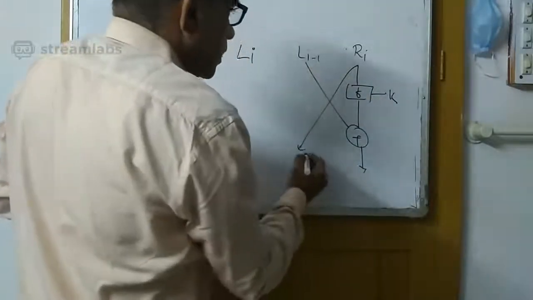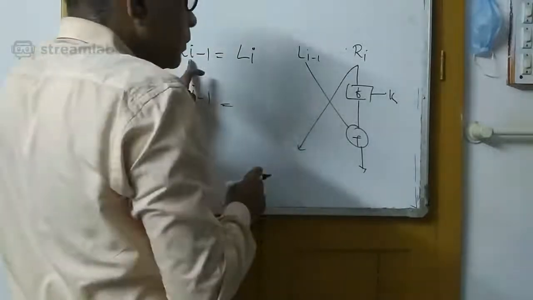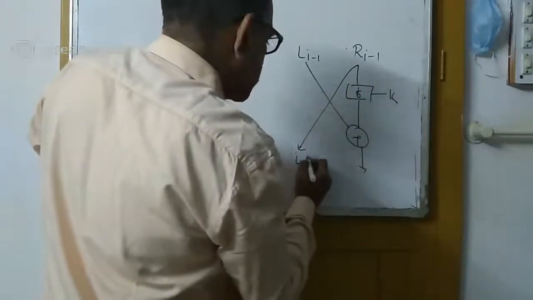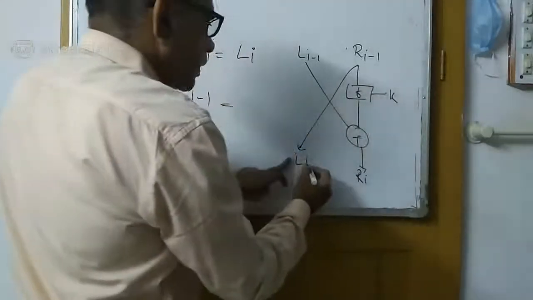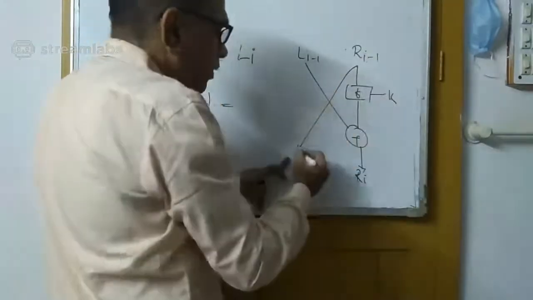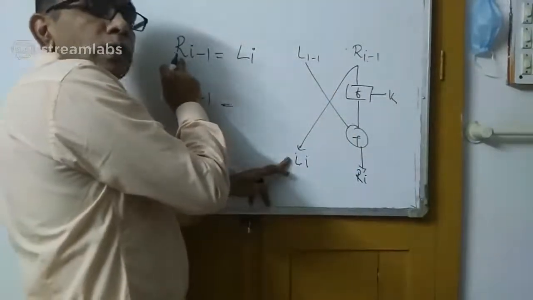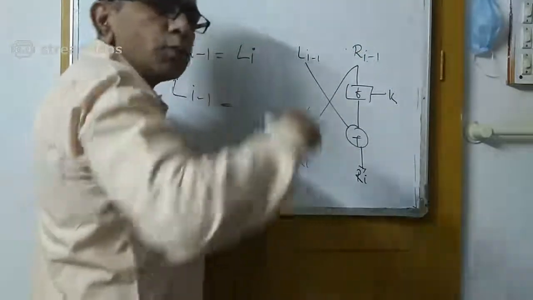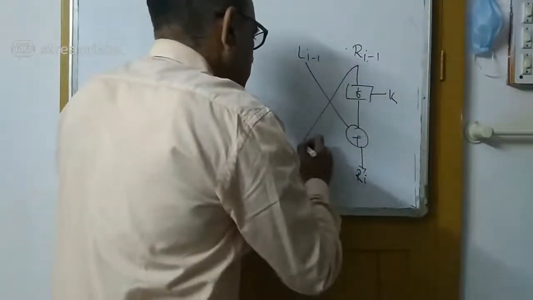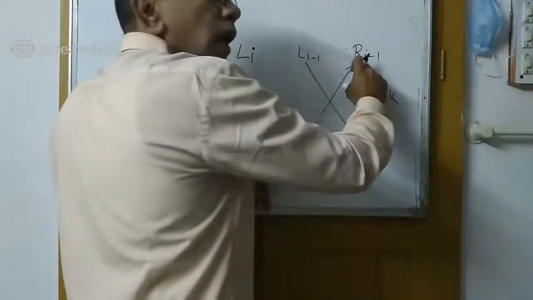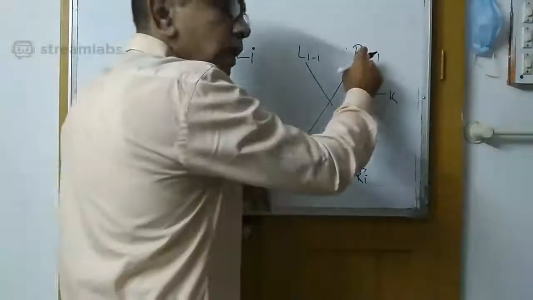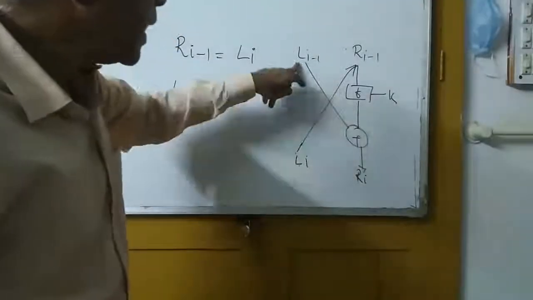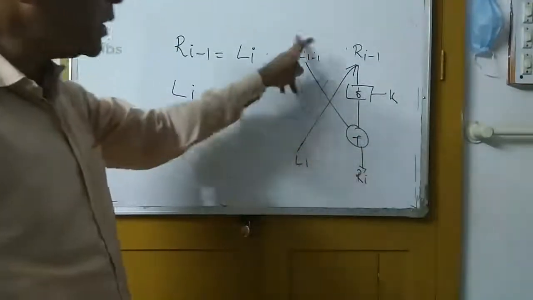Now see, when it comes to Ri minus 1, it is nothing but your Li itself that has to go back to Ri minus 1. So the same thing I am representing over here. When it comes to encryption, your Ri minus 1 is becoming Li, but when it comes to decryption, it has to happen in the reverse direction. That means it has to go back to the Ri minus 1 position. So your Li will become Ri minus 1. But whereas Li minus 1, it has to happen in a reverse direction.